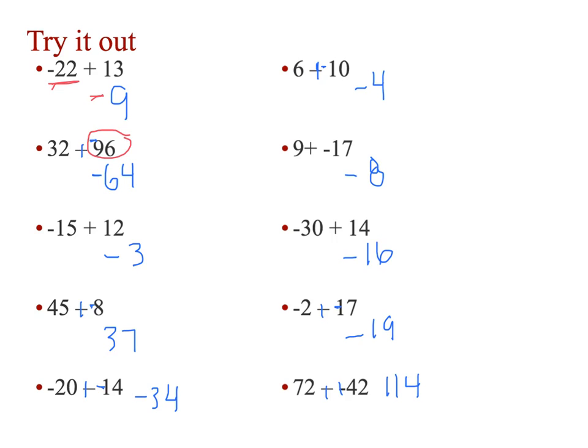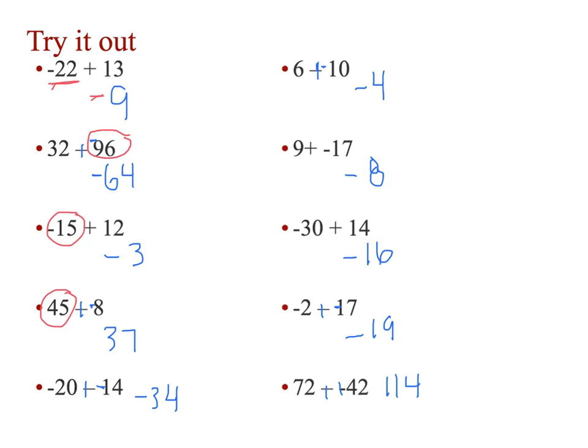For the third one, they're opposite signs again, and I see that 15 is larger, so my answer would be a -3 once I subtract. The next one, I changed my subtraction to opposite, and I see that 45 is larger, so once I subtract them, I keep it as a positive number.